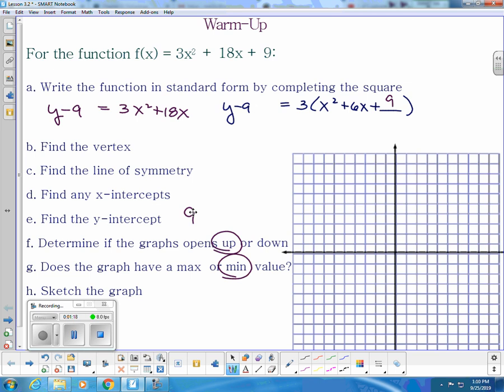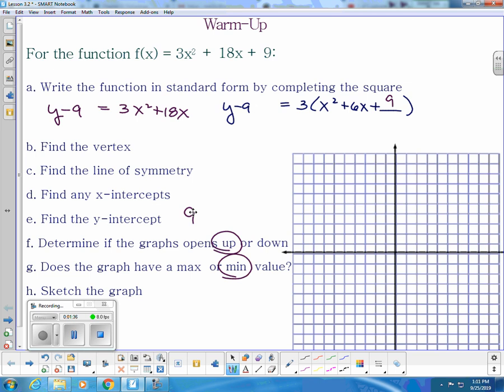Yes, Cameron? Is 3 the A value in this one? 3 is the A value in this one. Would it always be A squared? No, it will never always be A squared. It's a coincidence that it's A squared this time. It's half of that 6 squared. It has nothing to do with the 3.